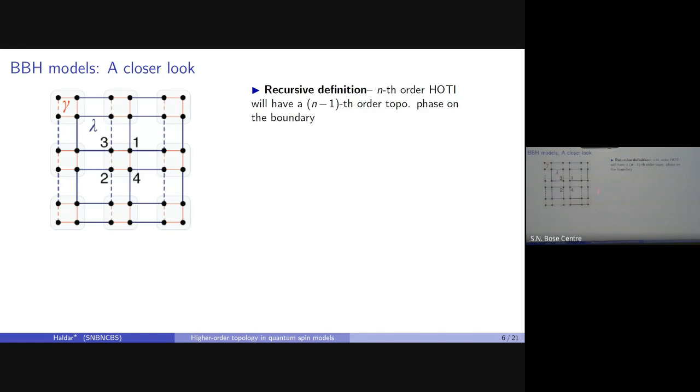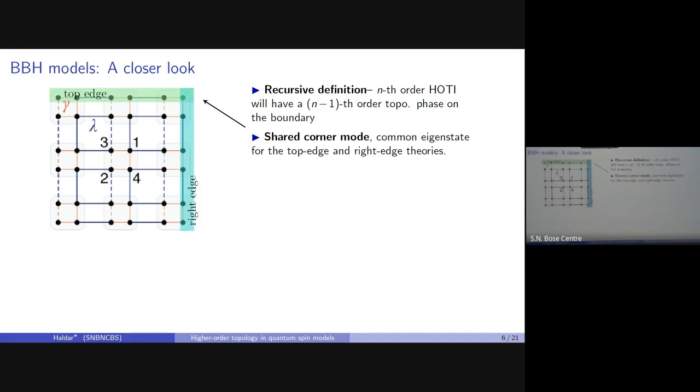What does it mean? Consider again the two-dimensional BBH model with a quadrupole moment. If I look at the effective edge theory on the top, I will find that the effective theory resembles that of a conventional, first order topological phase. Similarly, the effective theory on the right edge will also show first order topology. And you can also see diagrammatically that these two theories intersect. What that means is that you will have a shared corner localized mode, which is shared by both the top and right edge topological phases. So these two definitions are kind of equivalent. You will be using either version of this definition to prove whether we have higher topological phases or not later on.